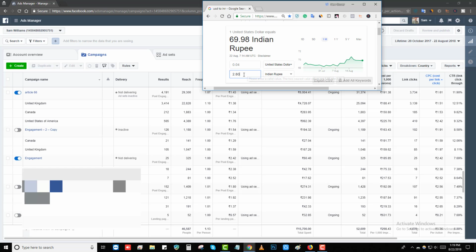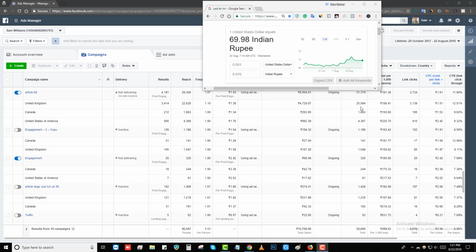That's 2.80 INR in India. I don't pay more than 0.04 per click from United States. If it's India, then I don't even pay that. I get a click for 0.001 cents. That's 0.07 INR in India, guys.